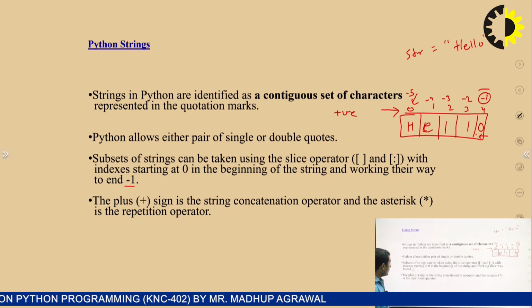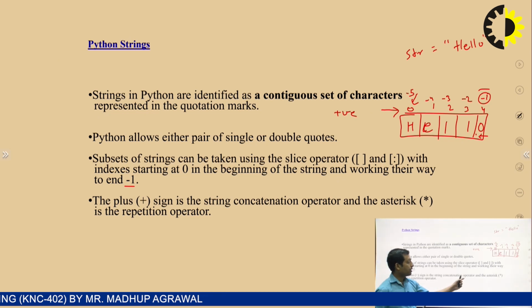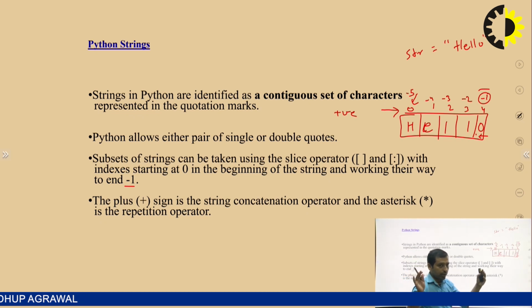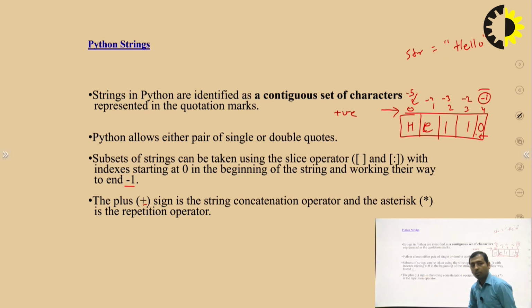The second operation, the plus sign, is the string concat operation. If we want to join two different strings, then we use the plus sign. And the second is the asterisk operation, known as the repetition operation. If we want to repeat the same string many times, then use the multiplication sign with the string, giving the number of times to repeat.